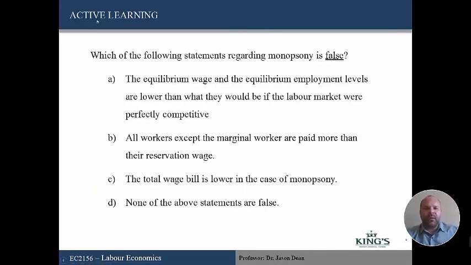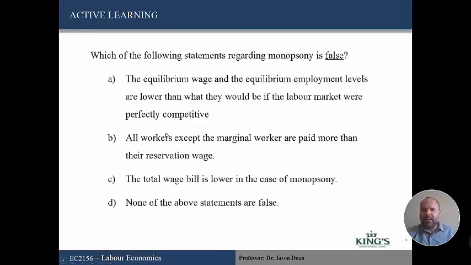Okay, next question. Which of the following statements regarding a monopsony is false? A, the equilibrium wage and the equilibrium employment levels are lower than what they would be if the labor market were perfectly competitive. B, all workers except the marginal worker are paid more than their reservation wage. C, the total wage bill is lower in the case of a monopsony. And then D, none of the above statements are false.